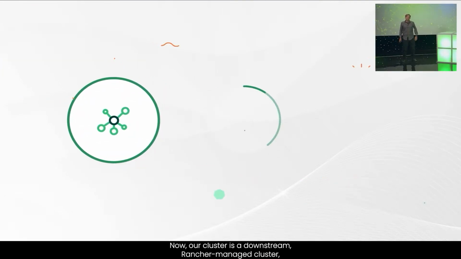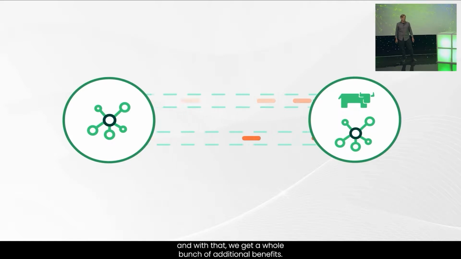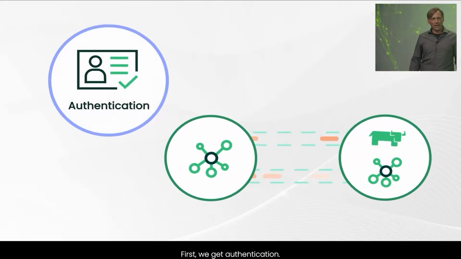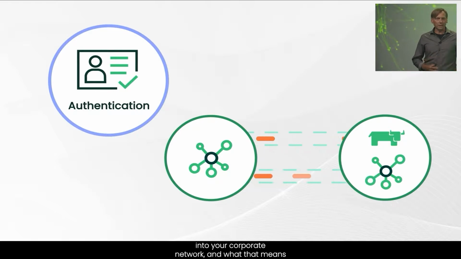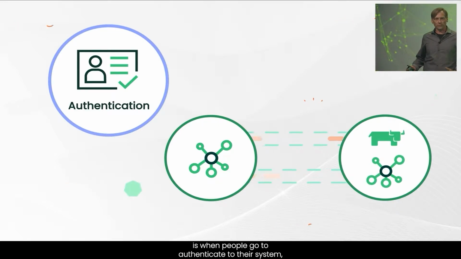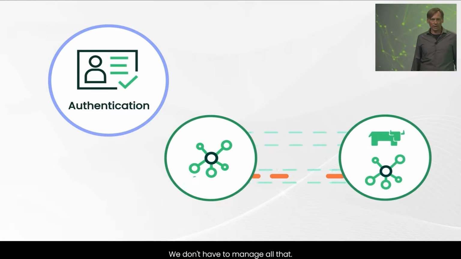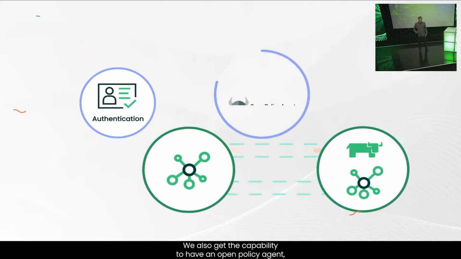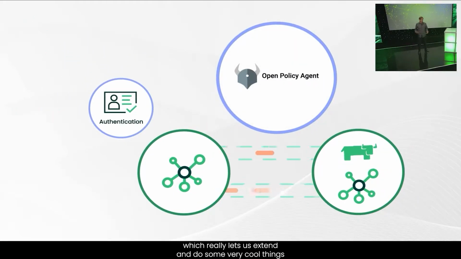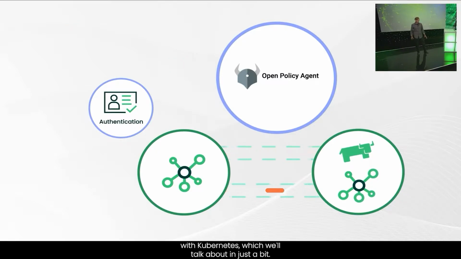Now, our cluster is a downstream Rancher-managed cluster, and with that, we get a whole bunch of additional benefits. First, we get authentication. We get the ability to plug directly into your corporate network, and what that means is when people go to authenticate to their system, they can use their normal username and password. We don't have to manage all that. We also get the capability to have an Open Policy Agent, which really lets us extend and do some very cool things with Kubernetes, which we'll talk about in just a bit.